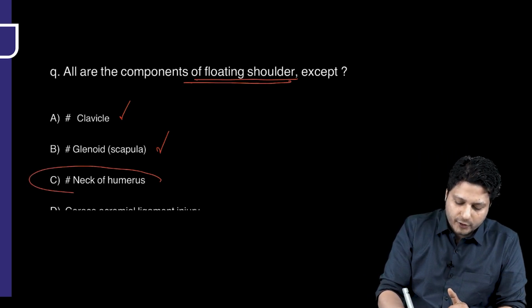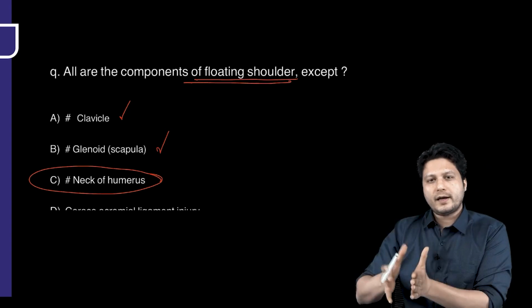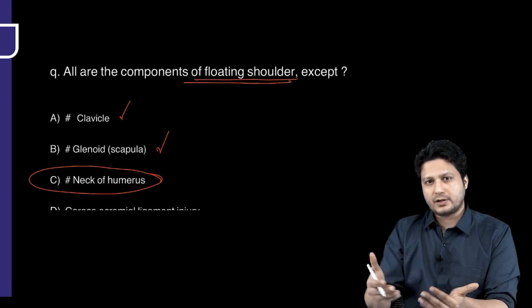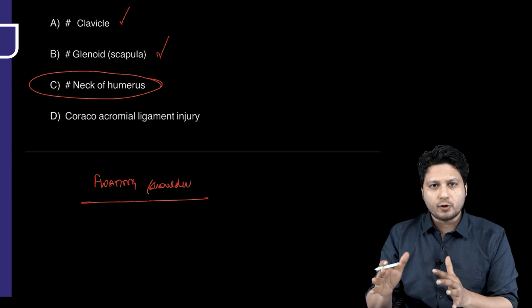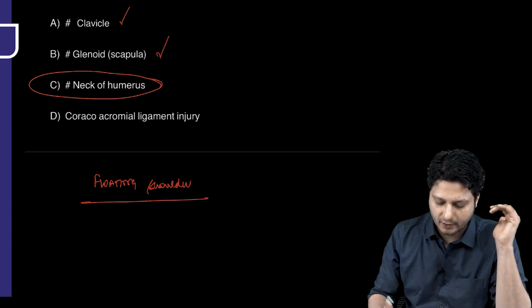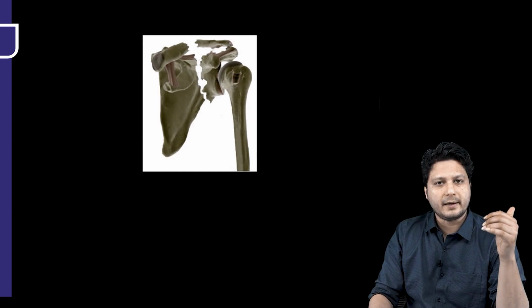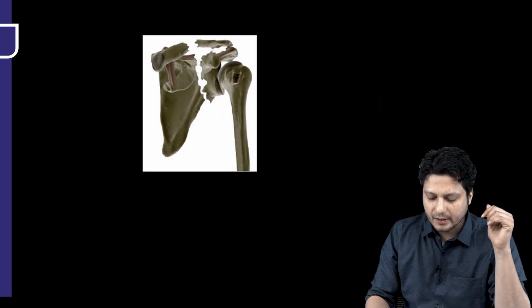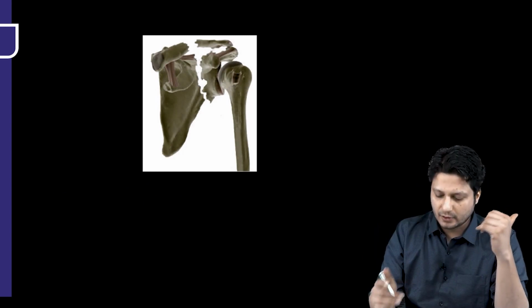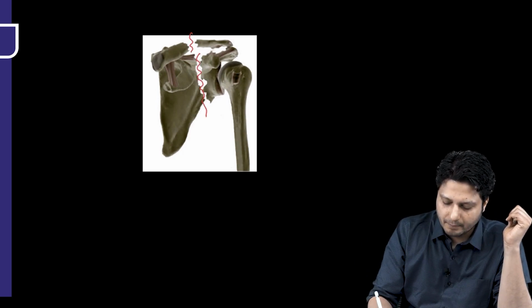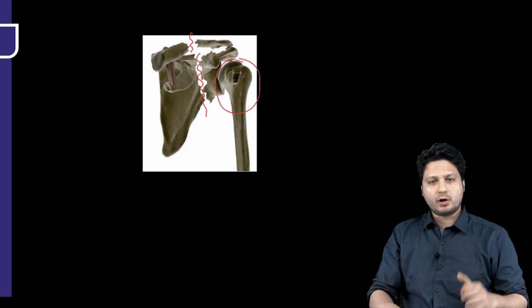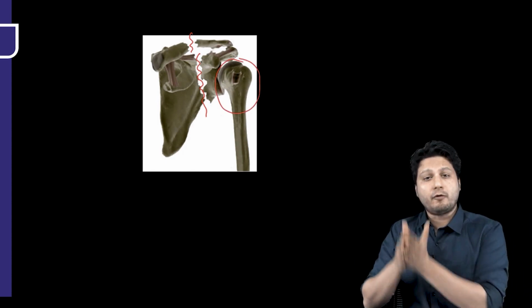But fracture neck of humerus, humerus is nowhere given that it should be fractured so as to call it a floating shoulder. So fracture neck of humerus is the correct answer in this particular question. And yes, associated ligament injuries are always going to be there. If you look at this picture, this is the picture of a floating shoulder. There is a complete fracture of the clavicle, there is a complete fracture of the glenoid also, but the humerus is absolutely normal. Now, why is it called a floating shoulder?